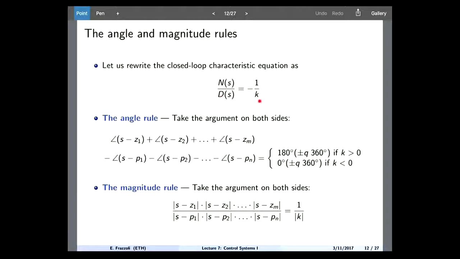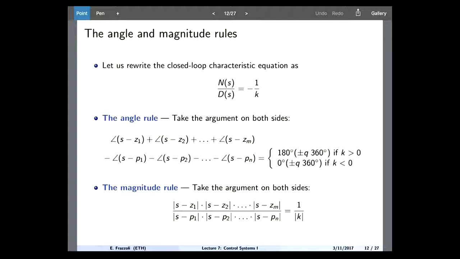What is the argument on the right-hand side? If k is positive, -1 over k will be a negative number. What is the argument of a negative number? It is 180 degrees. If k is negative, then -1 over k will be a positive number. What is the argument of a positive number? It is 0. Of course, you can always add or subtract as many times 360 degrees as you like.